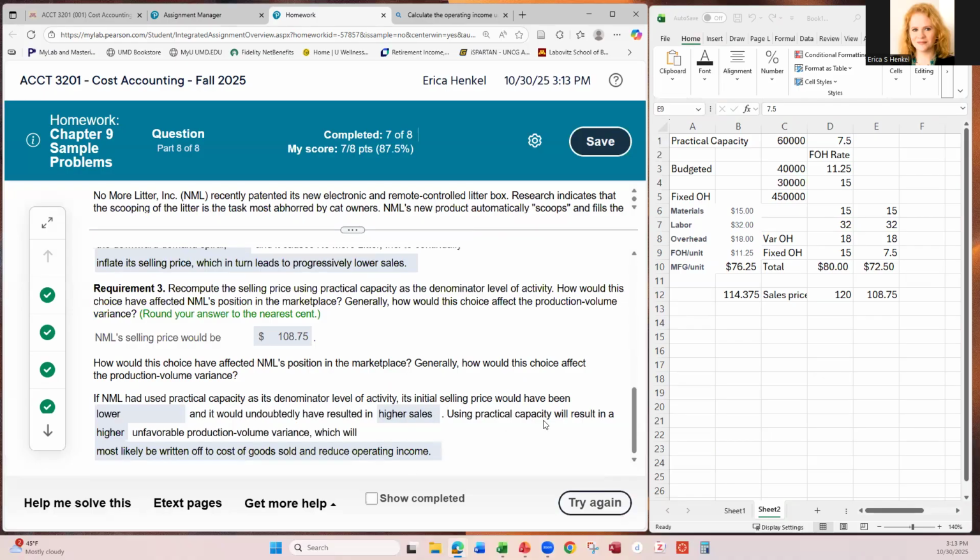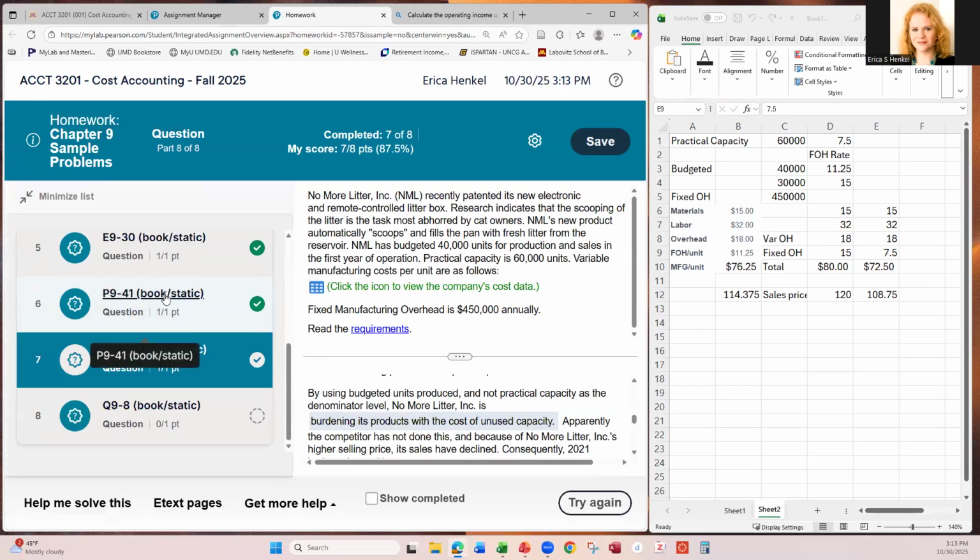But when you have the production volume variance as unfavorable, then it gets in there as a lump sum, which could mean that you would potentially have a lower amount, because otherwise, if you allocated it correctly, some of that would probably be still sitting in your inventory units.